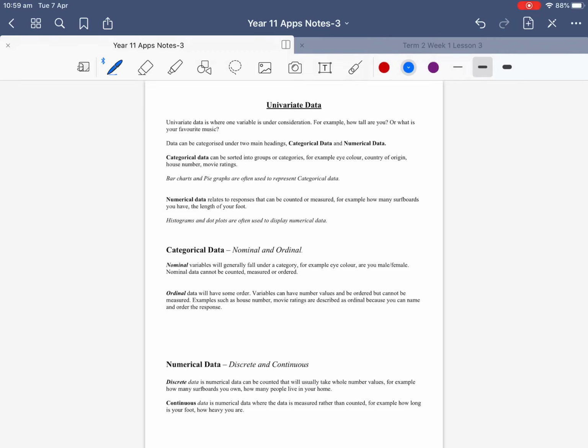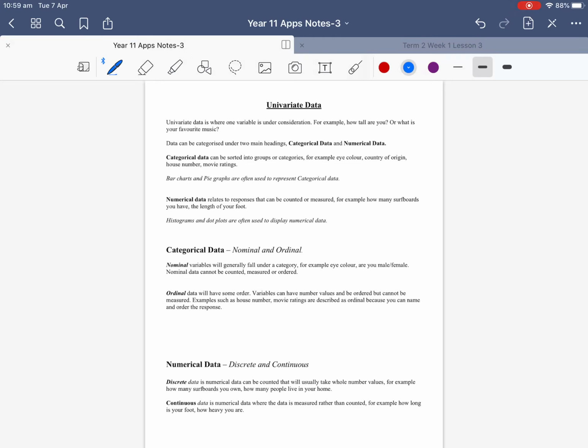We'll kick off Unit 2 with some notes on univariate data. If you'd like to highlight or underline any key terms, it could be quite useful. I'll give you a brief rundown. So this chapter explains how we classify, organise and display data.